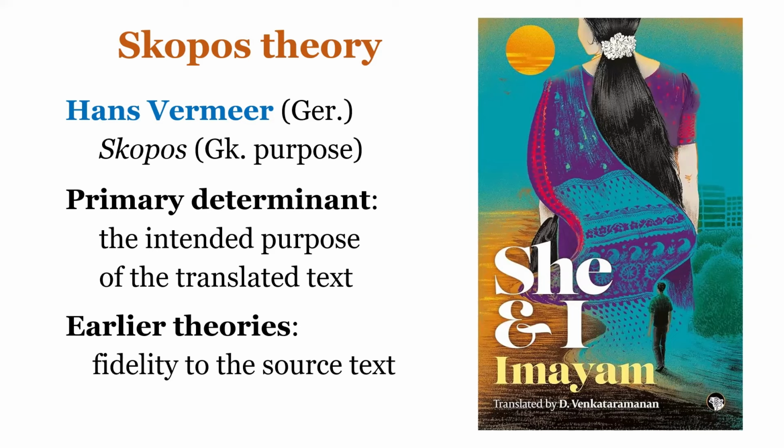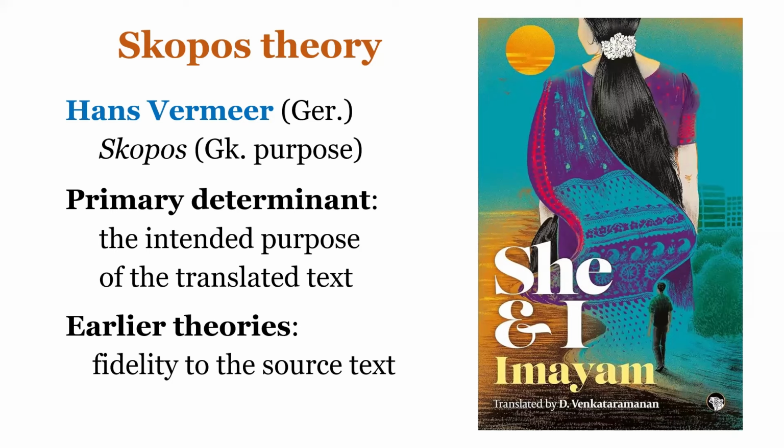See, earlier theory said you have to be faithful to the source text. For instance, you have a novel by Tamil writer Imayam, Engada, which is translated into English as She and I by Dr. D. Venkatramanan. The text is a bit tough to translate into English because it is very colloquial, with slang and other colloquial words, and it is also very personal. The thing about this translation is whether it should be loyal to the source text, Engada, the Tamil text, or whether it should reach out to the audience, anyone who is going to read it in English.